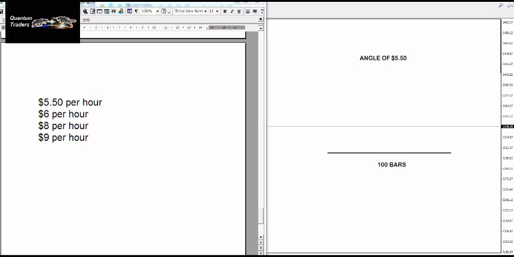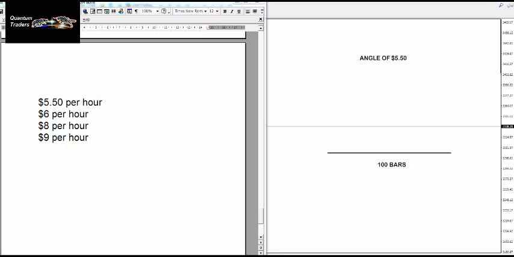So, how do we draw the angles? Well, what we have to do is put the angles on our charting software. What we need to do is start with time. $5.50 an hour is quite hard to draw, so I will multiply the angle value to make it easier to draw. Let's multiply it by 100.